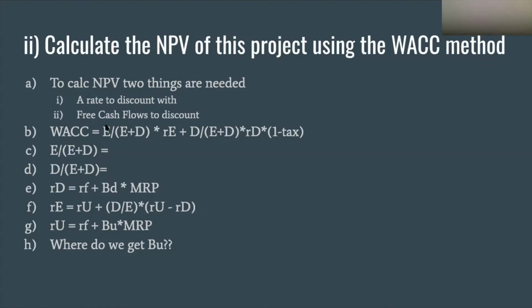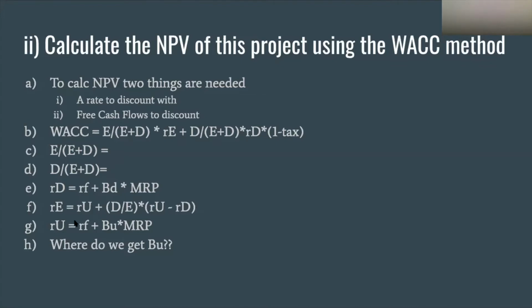So for the first variable, we need to have the equity divided by the value of the company. We also need the debt through the company value, which is the equity plus debt. So this is the first equation stated. We also know that we need the rate for the debt, and that is the risk-free rate added with the debt beta times the market risk premium.